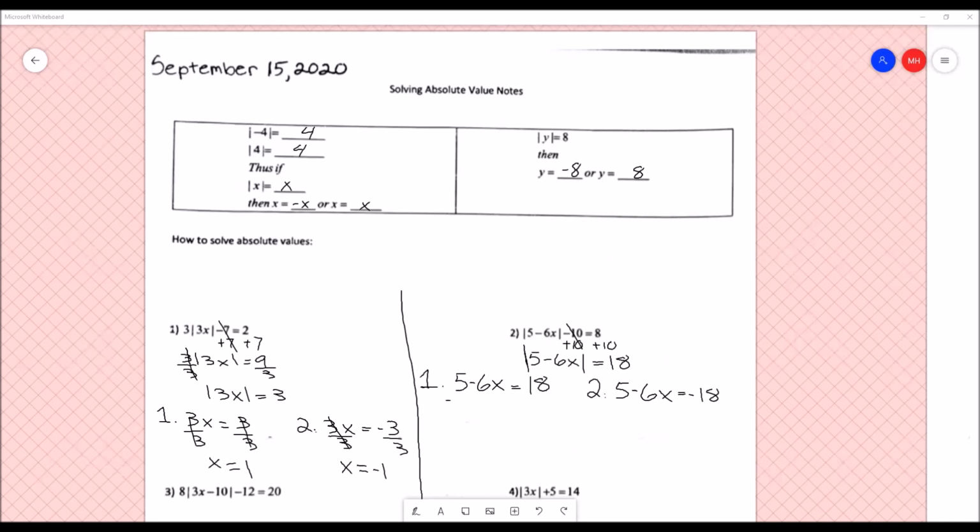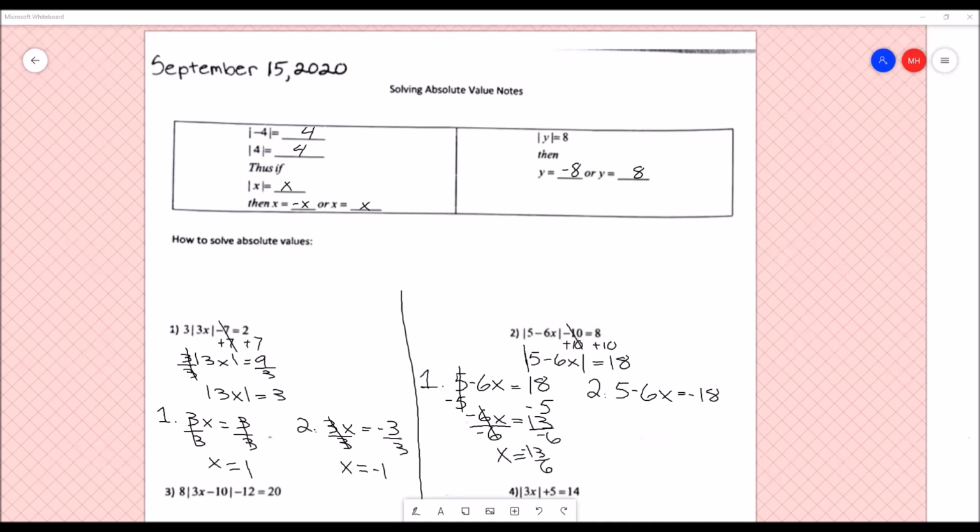Starting with equation 1, I would subtract 5 from both sides. My 5's cancel out. I'm left with -6x equals 18 minus 5 gives me 13. Last step, divide by -6. When I do this, my -6's divide out. I'm just left with x equals, and then my -13 over 6. I can't simplify that anymore, so I get -13 over 6 is my answer for equation 1.